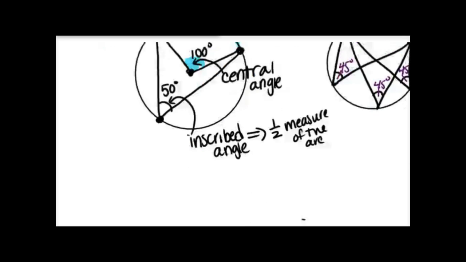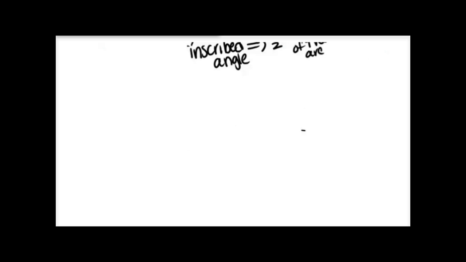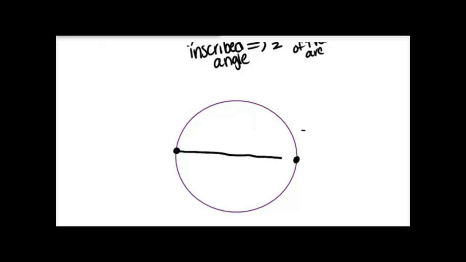Now, what if you had a circle and the arc that you were thinking about was actually a semicircle? It goes through the center of the circle. So you're thinking about this arc and an inscribed angle from those 2 points. So for example, this right here. Because a semicircle is 180 degrees, it means that this inscribed angle has to be a right angle.